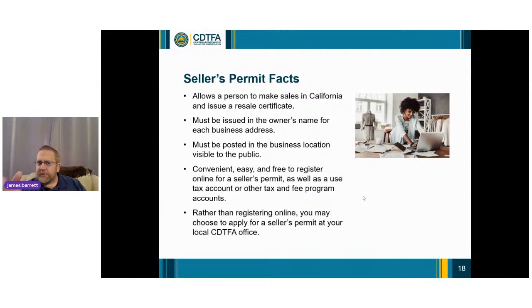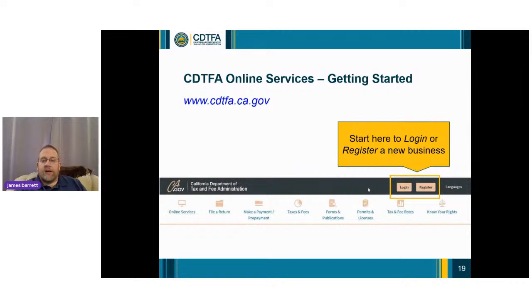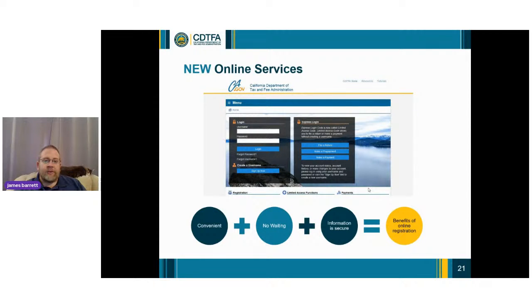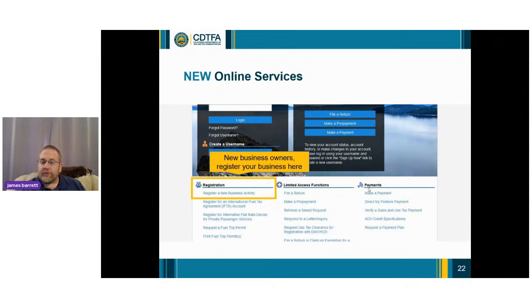The customer service center that I told you about, they'll walk you through an entire seller's permit beginning to end, 1-800-400-7115, okay? If you come to our website, cdtfa.ca.gov, see in the black bar, it says login register. If you click login, you're going to click on file, pay, and view. And when you see Lake Tahoe in the background, you know you're on the right page, okay? This is where you come to access your account, file a return, or start a seller's permit. Underneath the photo of Lake Tahoe, you see register a new business activity. That's how you get started.